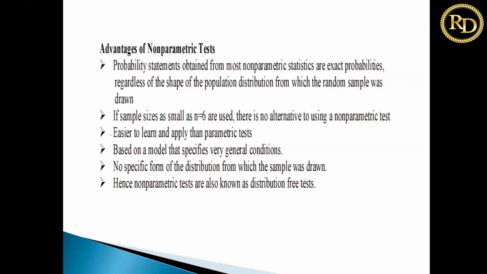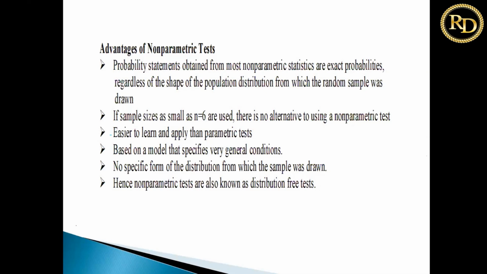Now, what are the advantages of the non-parametric test? The probability statements obtained from most non-parametric statistics are exact probabilities. This is the advantage, not approximated, regardless of the shape of the population distribution from which the random sample was drawn. It means we don't bother about the parent population, whether it is normally distributed or non-normally distributed, and if it is non-normally distributed, then which distribution is followed by this population. We don't bother about that, and we calculate the probabilities for the events, and the probabilities are exact.